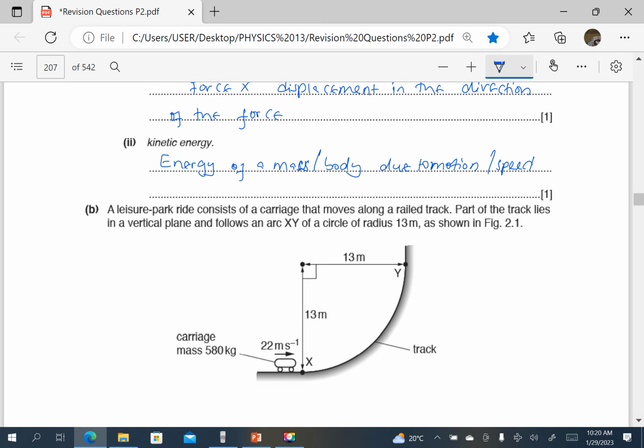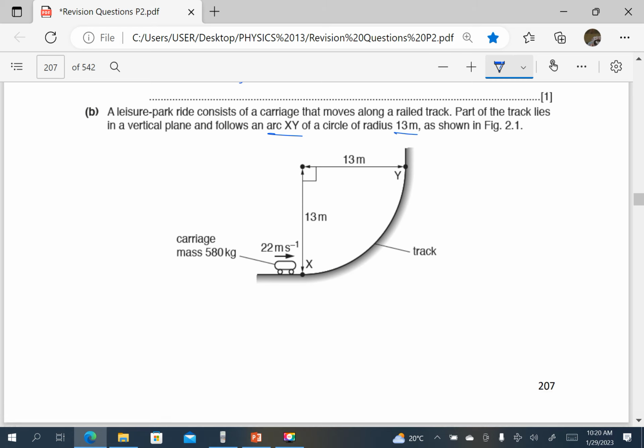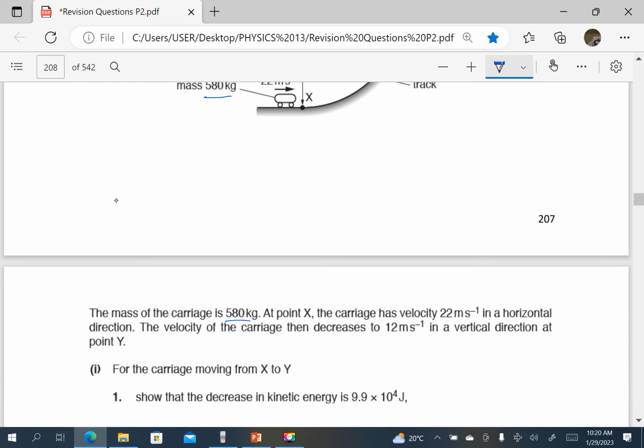A leisure park ride consists of a carriage that moves along a railed track. Part of the track lies in a vertical plane and follows an arc XY of a circle of radius 13 meters as shown here. The mass of the carriage is 580 kg. At point X the carriage has velocity 22 meters per second in the horizontal direction. The velocity of the carriage then decreases to 12 meters per second in a vertical direction.